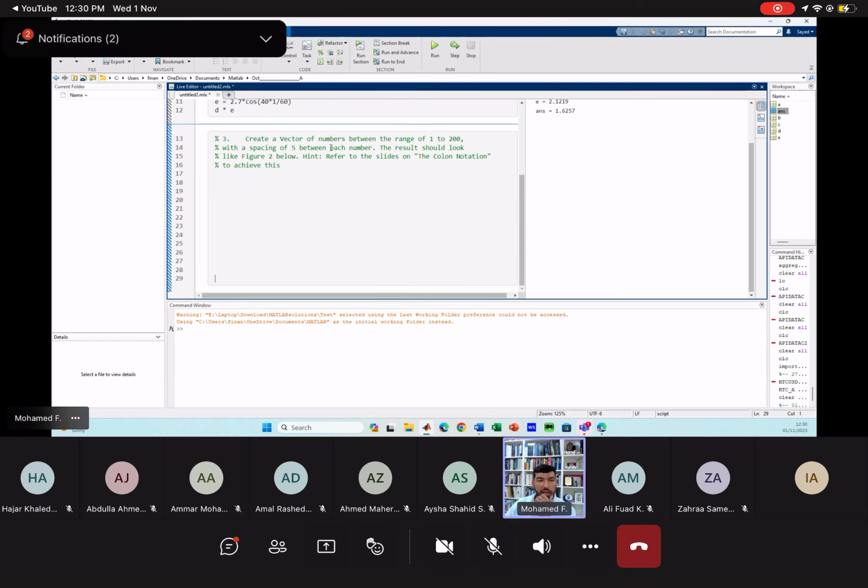Create a vector of numbers in the range between 1 to 200 with a spacing of 5 between each number. The result should look like figure 2 below, hence refer to the slides on the colon notation to achieve that. Now here I want to say something. When he specifies the spacing size, it's different than if he has asked you about the number of points. So let's take the question from 2 dimensions.